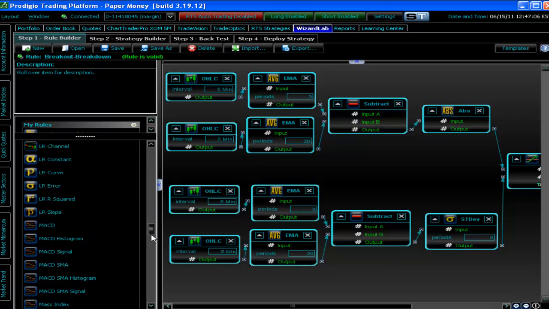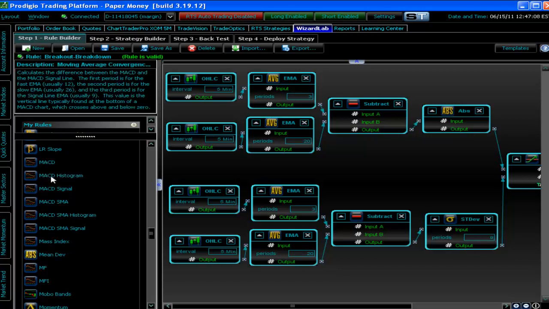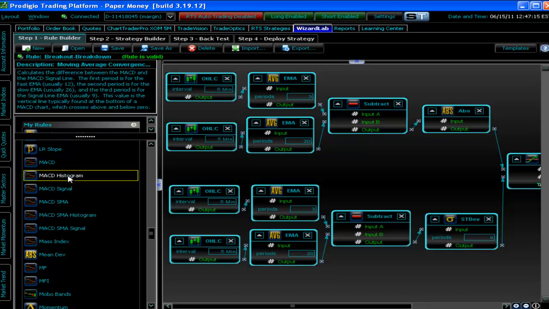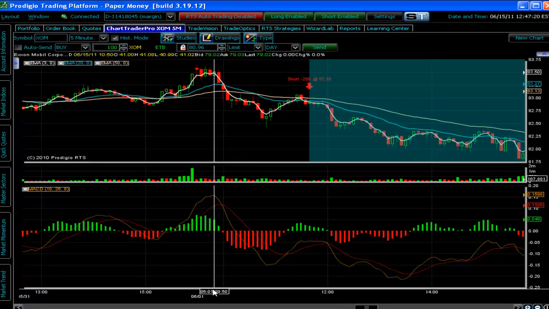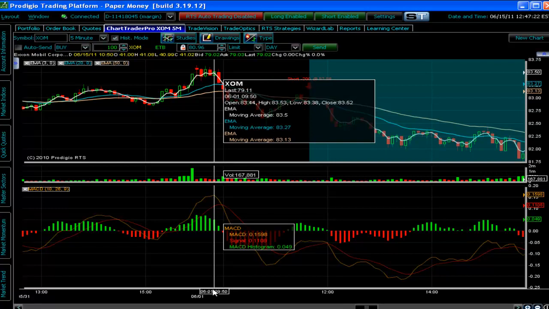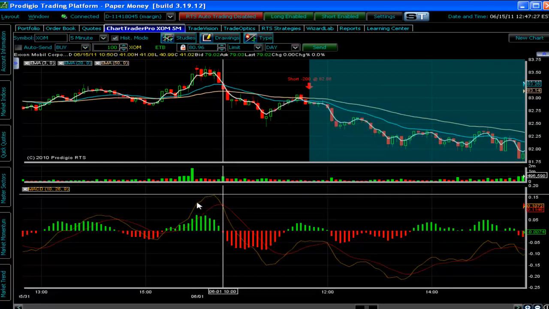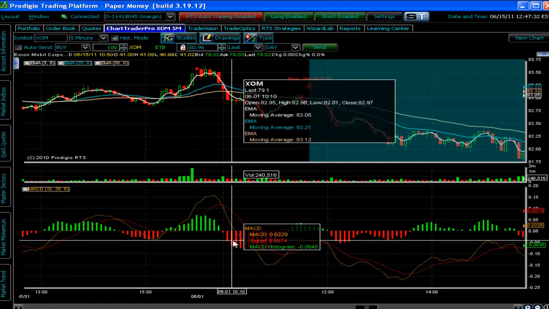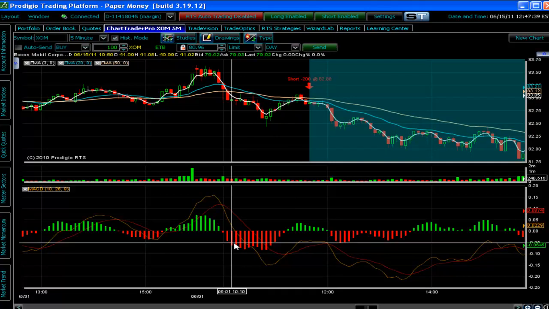So I'll scroll down. And now notice MACD is split out into 3 parts. There's the MACD line, the MACD signal line, and the MACD histogram. Each one of these studies represents one of the lines that you can see on the chart. And you might want to use any one of these 3 different lines in any different context. Right? So for example, here's the orange line, and here's the red line, and here's the histogram line. Each one of those rules is represented as a different study inside of Wizard Lab. So we're going to focus on just the histogram.